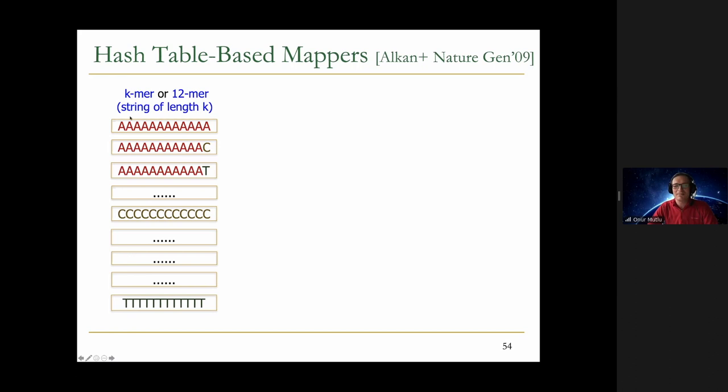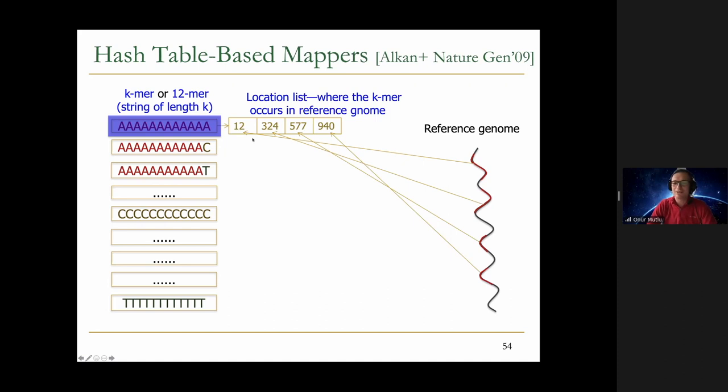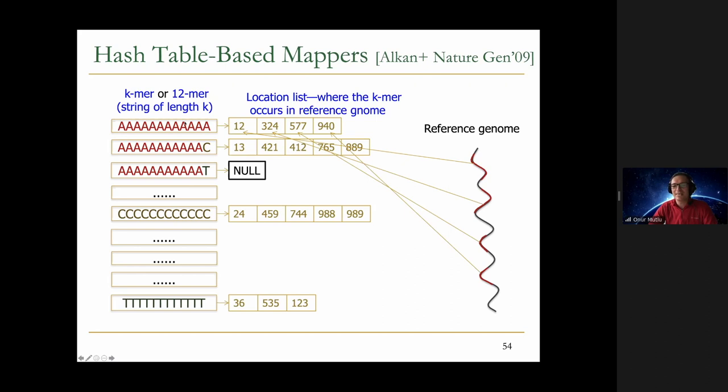And essentially, you can form a hash table, right? So for example, a string that consists of all A's appears in these locations in the reference genome. So you have a location list associated with this entry in the hash table. And you keep doing this for every possible entry in the hash table. So clearly, it's a big hash table over here. You're comprehensive, hopefully, because you process the entire reference genome.